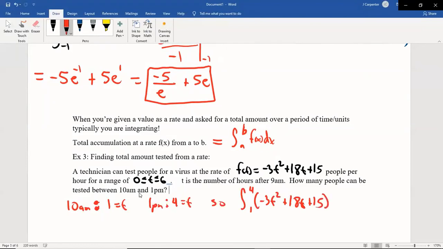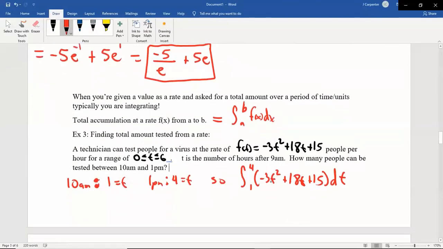Now I'm not doing this over dx. These variables are t's, so we're integrating over t. Remember, this dt basically counts as the width, the function counts as the height, and this integration symbol says we are adding infinitely many rectangles from 1 to 4, where again, the parentheses is the height, the dt is the width. Well, we're just going to do our straight up calculus.